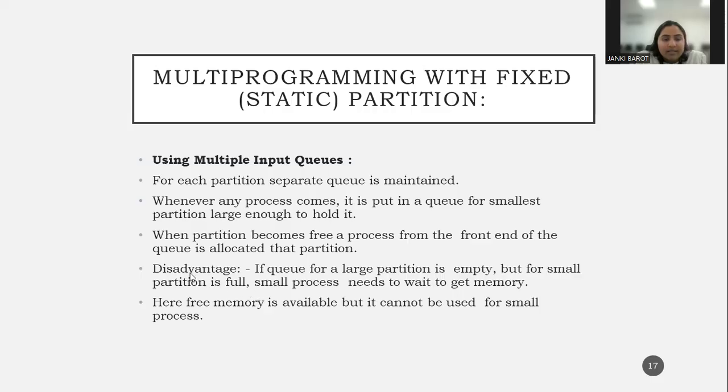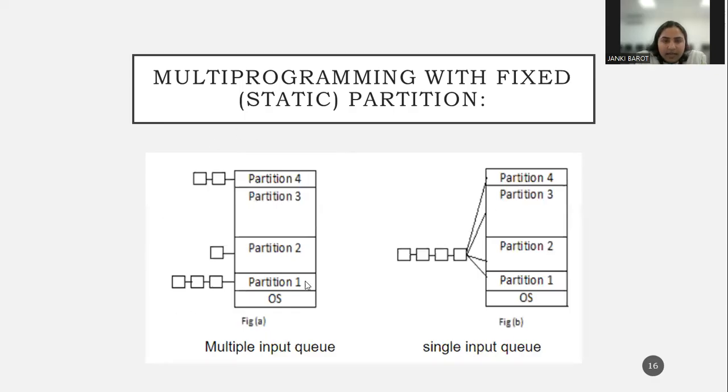Okay. So the disadvantage of using multiple input queues: if the queue for a large partition is empty, but the queue for a small partition is full, the small process needs to wait to get memory. Here is the example that we are having.